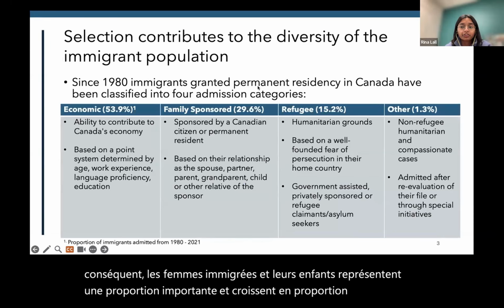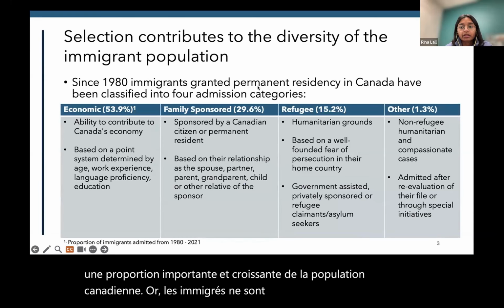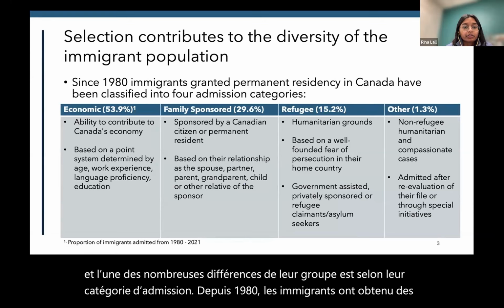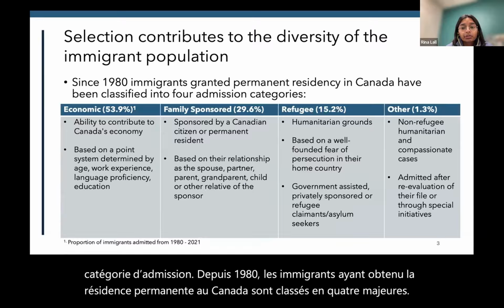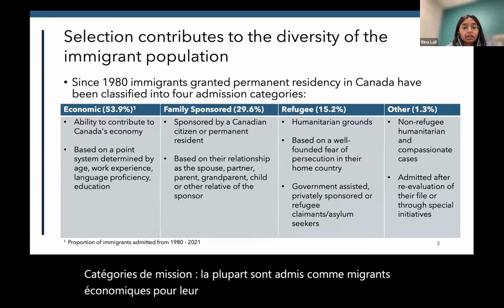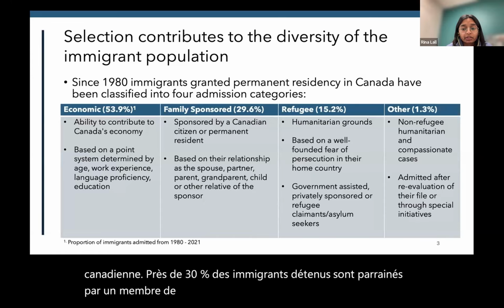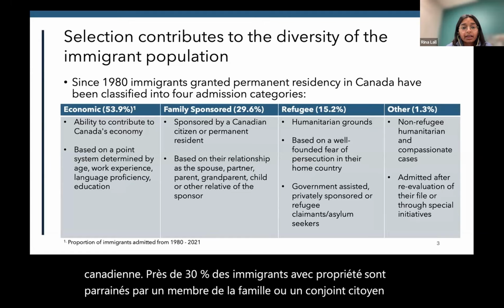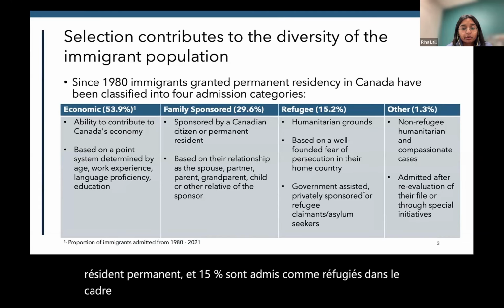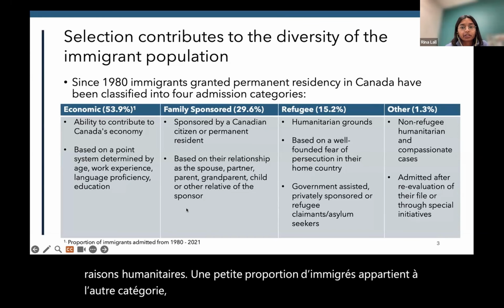Now, immigrants are not a homogeneous group, and one of the many ways that they differ is according to their admission category. Since 1980, immigrants granted permanent residency in Canada have been classified into four major admission categories. Most are admitted as economic migrants for their ability to contribute to the Canadian economy. Almost 30% of landed immigrants are sponsored by a family member or a spouse who is a Canadian citizen or permanent resident, and 15% are admitted as refugees under humanitarian grounds. A small proportion of immigrants fall into the other category, which consists of non-refugee, humanitarian, and compassionate cases.